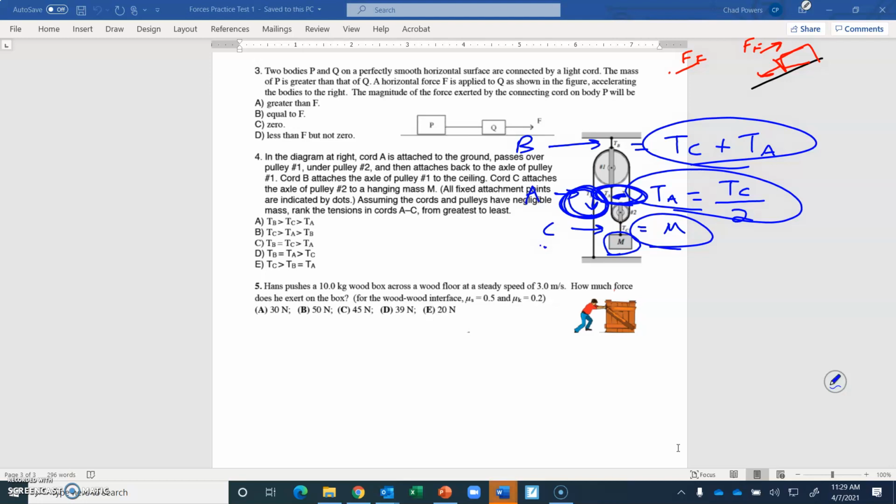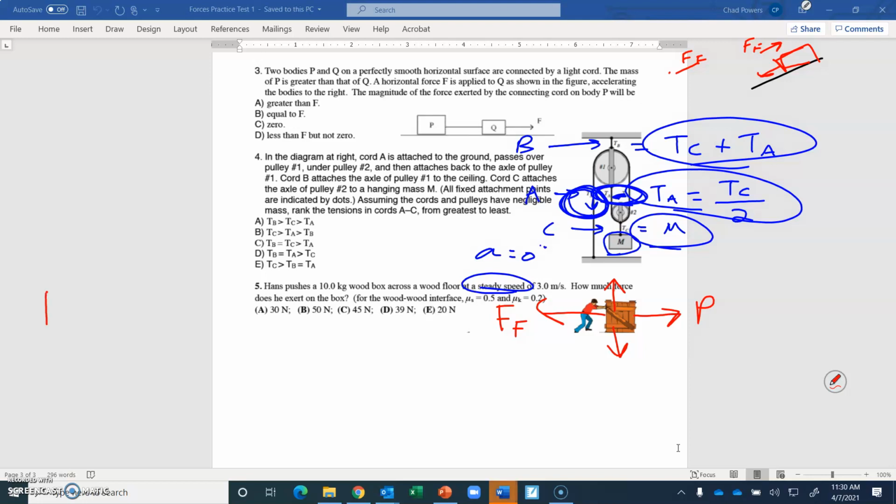And the last one, Hans pushes a 10-kilogram wood box across the floor at steady speed. Steady speed means acceleration of 0. What does that tell me about the forces? It means the forces all cancel out. This is an equilibrium problem. He's at a steady speed, but there's no acceleration. So we know that all the forces have to cancel. So the push force has to equal the friction force. Does that make sense? So our job is to calculate friction.